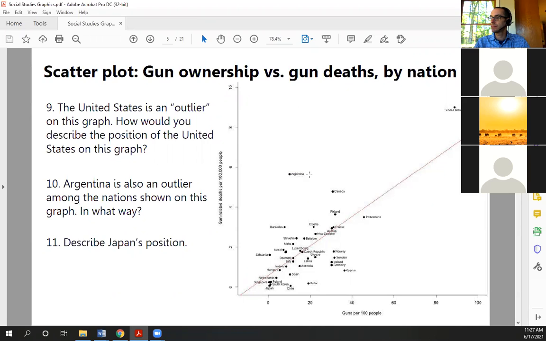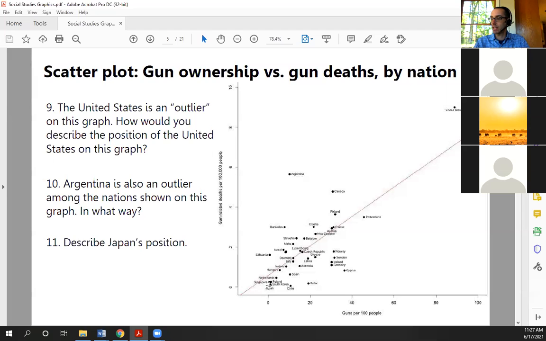They have fewer guns, but more deaths. They don't have very many guns, but they have the second highest gun deaths behind the United States, right? It looks to be about 10, maybe 10 or 15. And yet they're the second highest in gun deaths. So something is happening in Argentina that is making it dangerous.